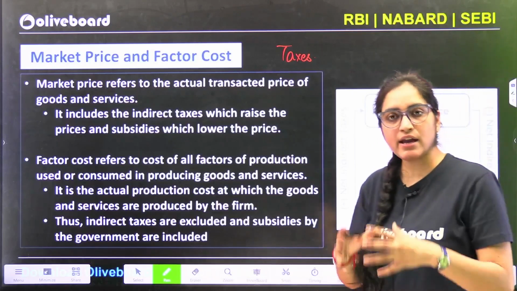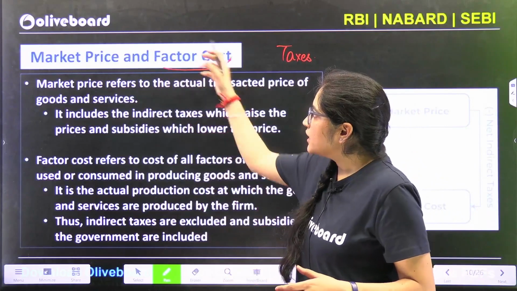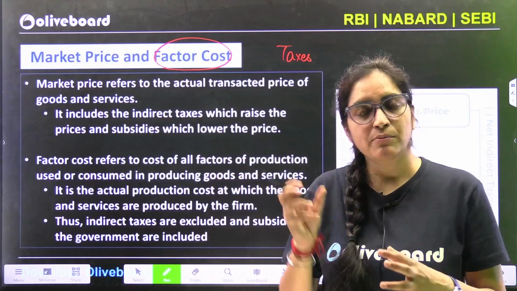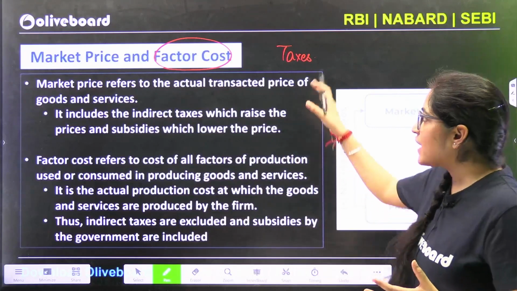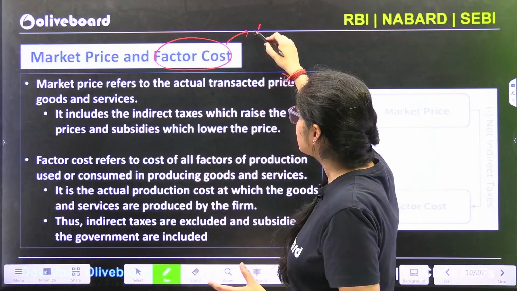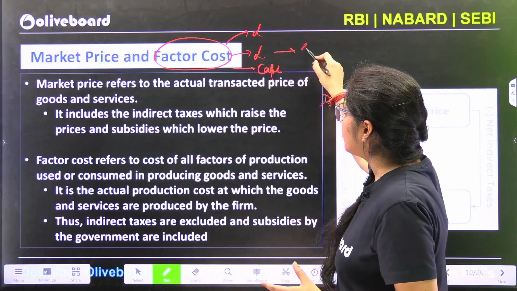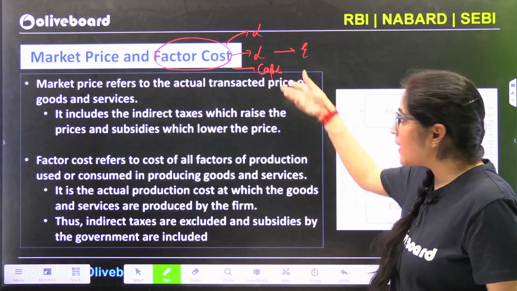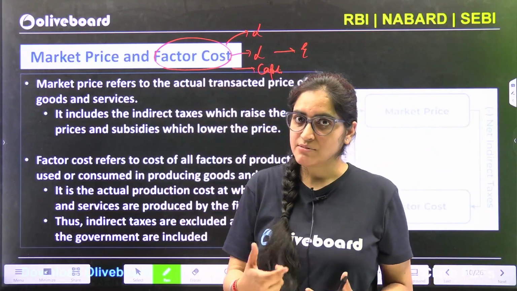But do you think in manufacturing Parle-G, the cost of land, labor, capital or entrepreneurship would be the same? No, definitely it could have been different. Why? Because your factor cost comprises land, labor, capital and entrepreneurship. So when I am just taking into account these 4 factors, that is where your factor cost comes into play.